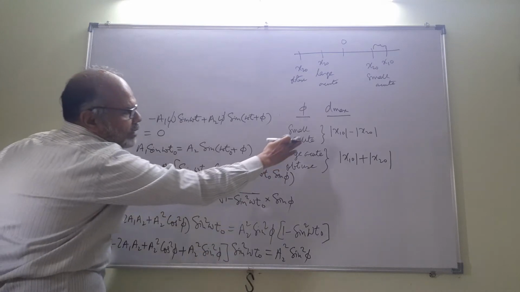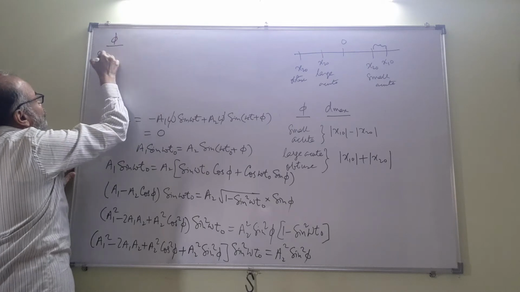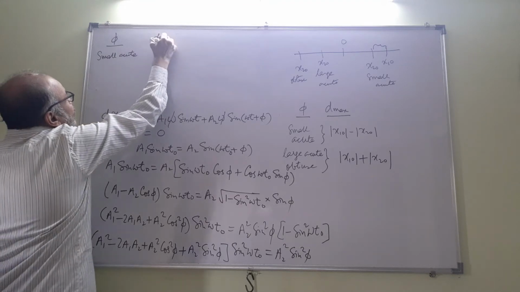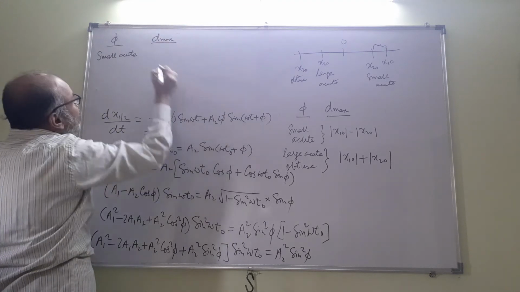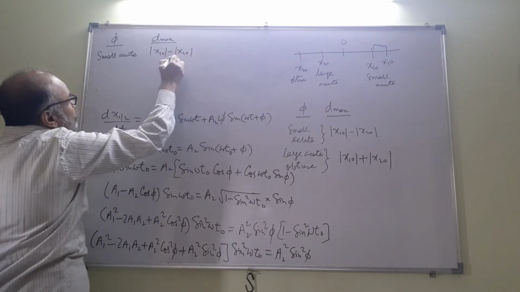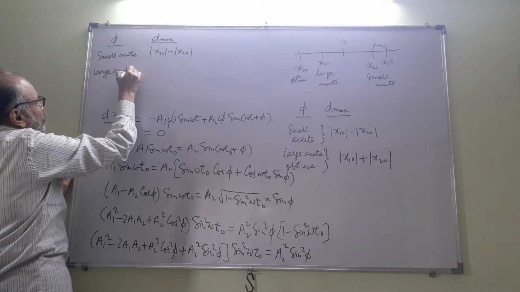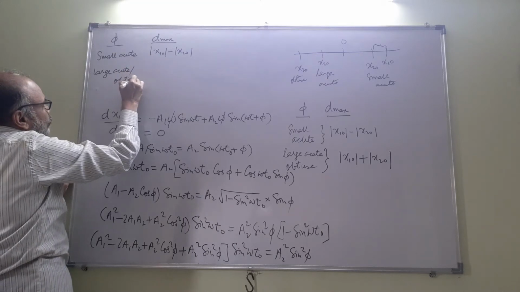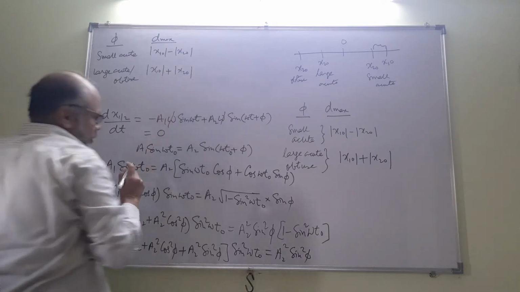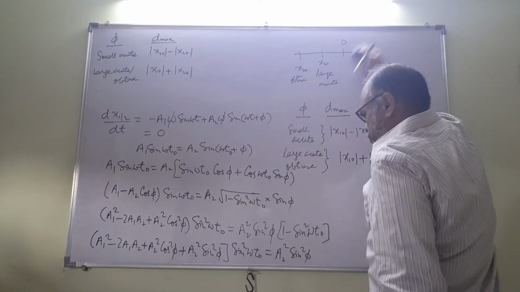Before we simplify this, I would like to write this result here in this corner because we are going to use it later. So for phi small acute we have d max as mod of x1 0 minus mod of x2 0. If it is large acute or obtuse, we have the distance as mod x1 0 plus mod x2 0. We will retain that.